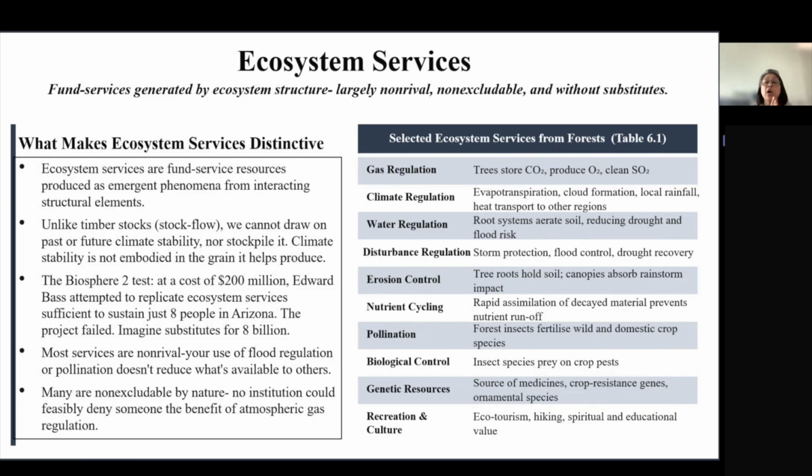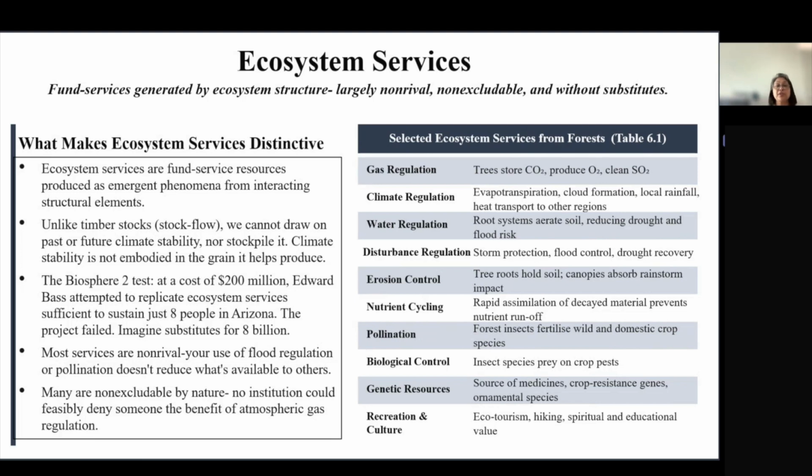So the best illustration of how irreplaceable these services are comes from an experiment called Biosphere 2 conducted in Arizona. At a cost of $200 million, Edward Bass and his team attempted to replicate ecosystem services sufficient to sustain just 8 people in a sealed artificial environment. The project failed. 8 people, $200 million. The actual global ecosystem sustains 8 billion people at effectively zero direct cost. Just imagine. The implication is therefore profound. If we had to replace natural ecosystem services with engineered substitutes, the cost would be basically infinite.